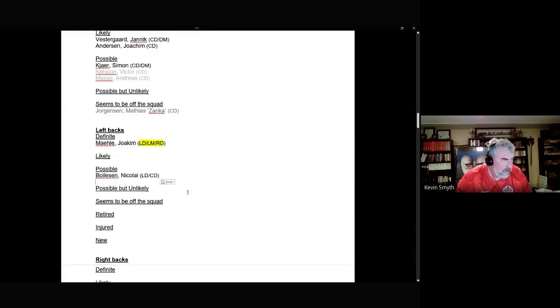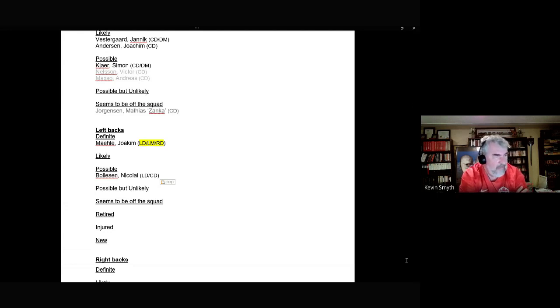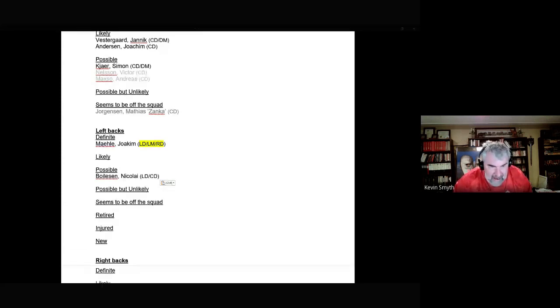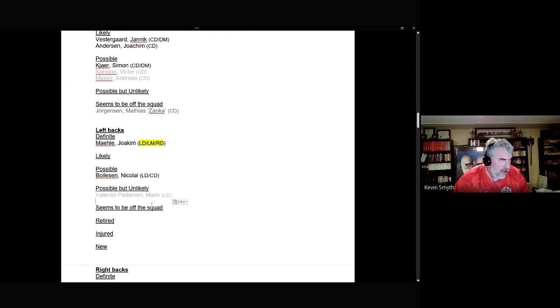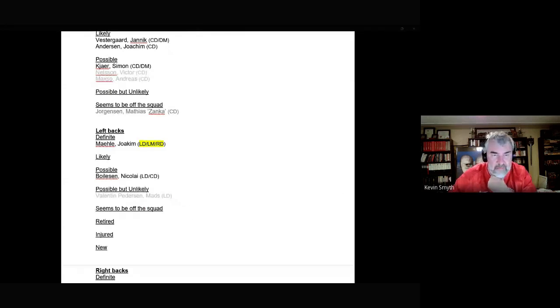We also have a possible candidate and a player I mentioned who showed up in that three-man central defence one time, Nikolai Boyleson. We have him as a possible candidate, and we have Mads Valentine, or sometimes called Mads Pedersen. The sources seem a bit torn on that, so I've just called him Mads Valentine Pedersen, and he is possible but unlikely. Okay, let's take a look at these three players.